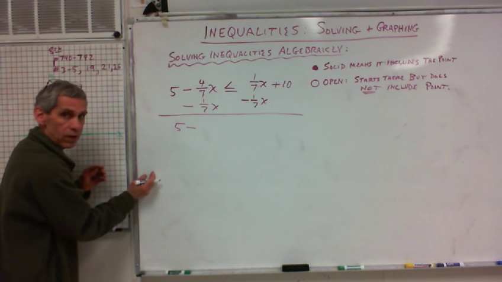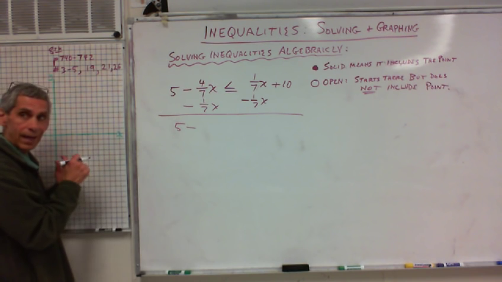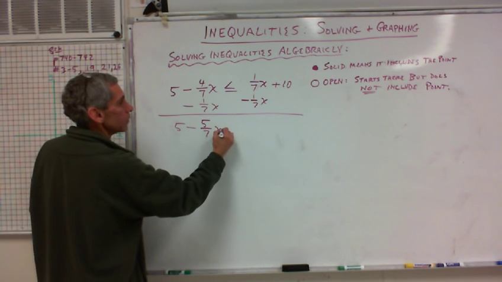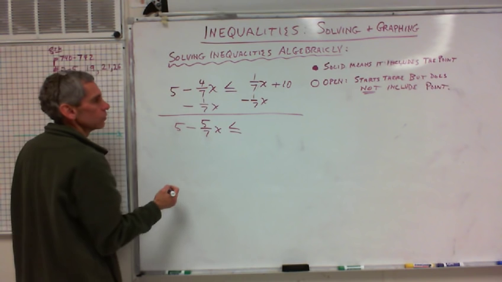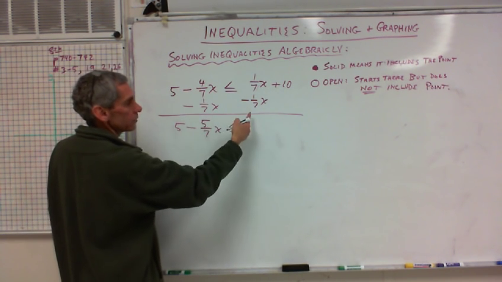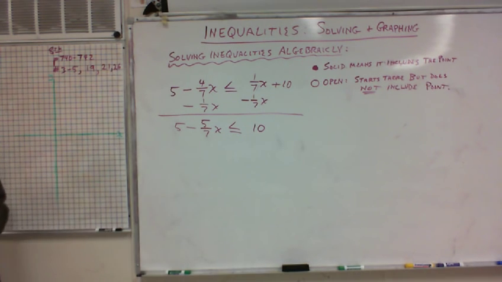Negative 5/7, right? They're both negative, so you're always going to the left, so you're always going to add them together. Negative 5/7 x is less than or equal to, because the sign didn't change since I didn't multiply or divide by a negative, I just subtracted. Less than or equal to 10.